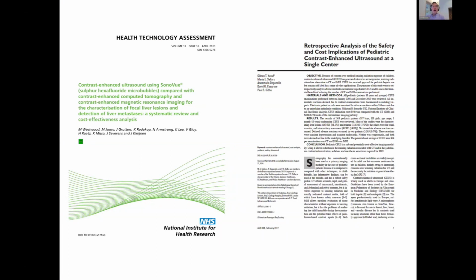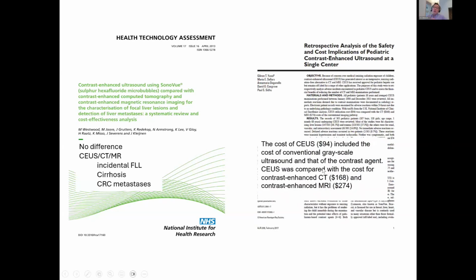For some more papers that have come through, it's recommended by NICE. This was produced in 2013, and their assessment of this showed that for characterizing focal liver lesions or detecting metastases, contrast-enhanced ultrasound was no different from CT or MRI scan. And some papers have shown how cost-effective it can be if you utilize this to discriminate your focal liver lesion and characterize it instead of using CT and MRI, a cost saving of nearly half when you compare it with CT and a third when you compare it with MRI.